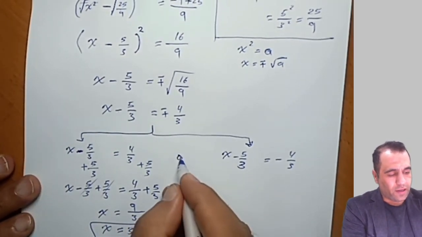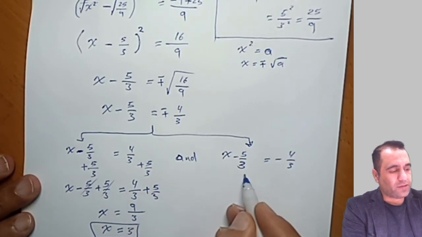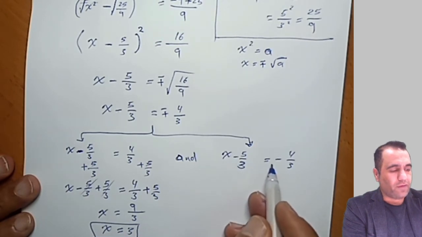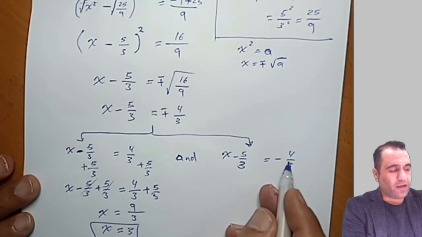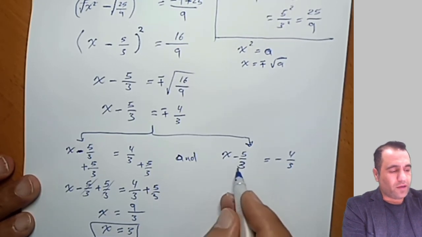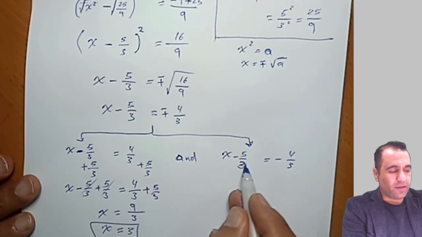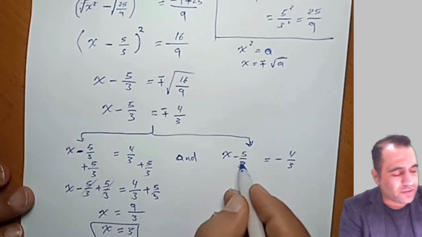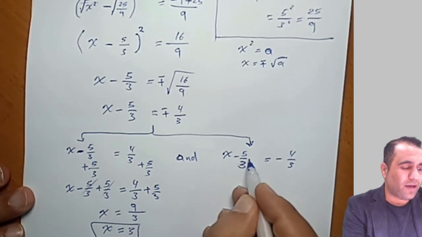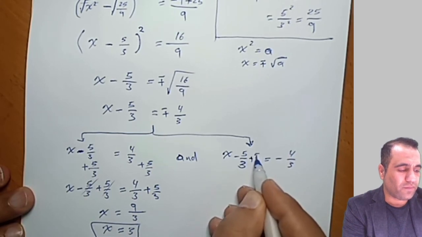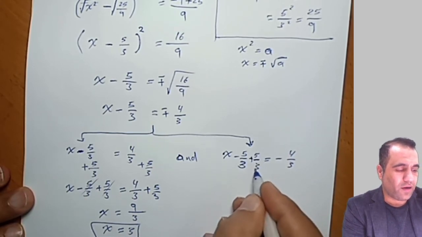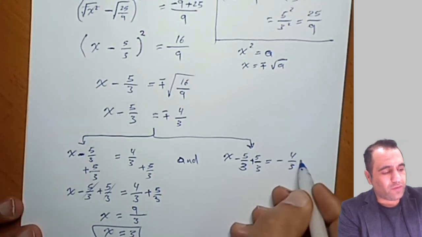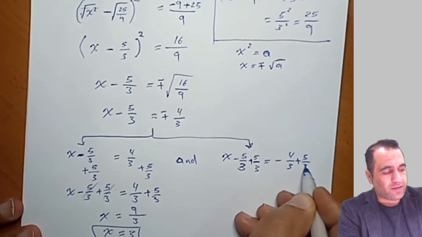And the other is this. So x minus 5 over 3 equals minus 4 over 3. What is happening around here? x is subtracted by this one. You have to do the opposite. The opposite of this, you have to add the same fraction, 5 over 3. If I do anything to one side, you have to do the same thing to the other side.